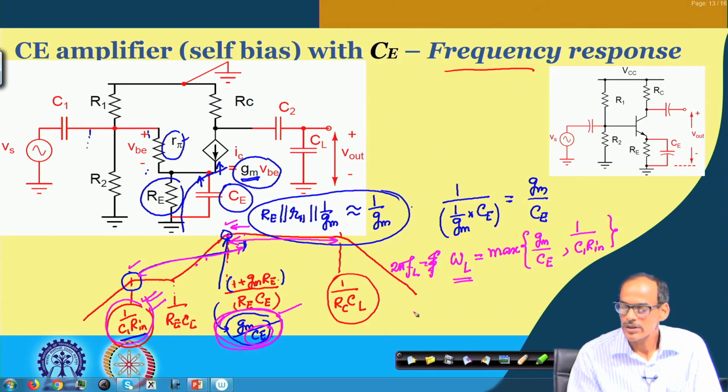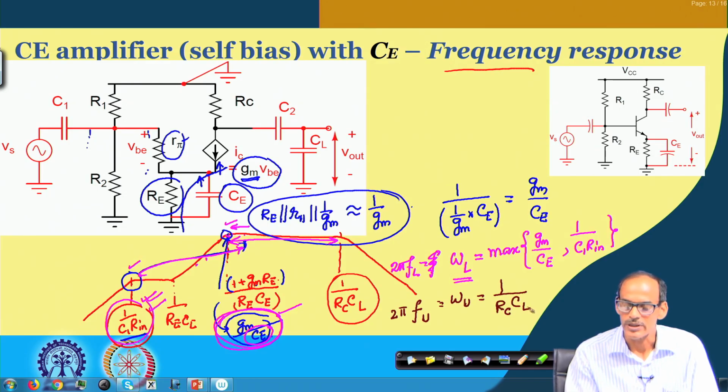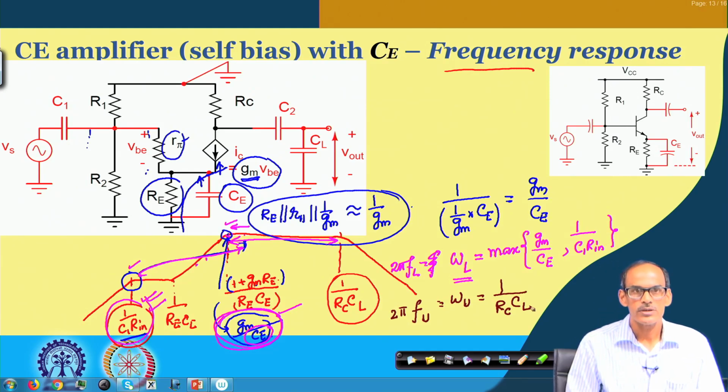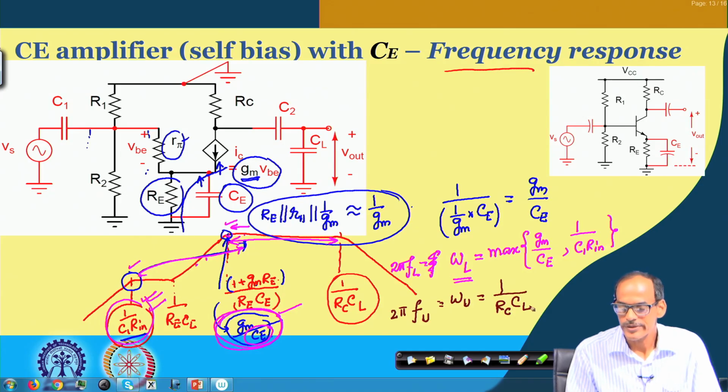On the other hand, for the upper cutoff frequency, there is no ambiguity. So, 2 pi f u, which is omega u, is coming from 1 by R o, which is R c, and then C L. I think that completes the analysis part of the CE amplifier and the common source amplifier frequency response. Let us see some numerical examples.